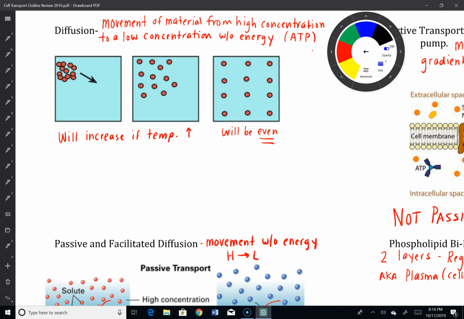Good evening, and welcome to Test 2, Cells and Cell Movement. Let's first start off with some cell movement.